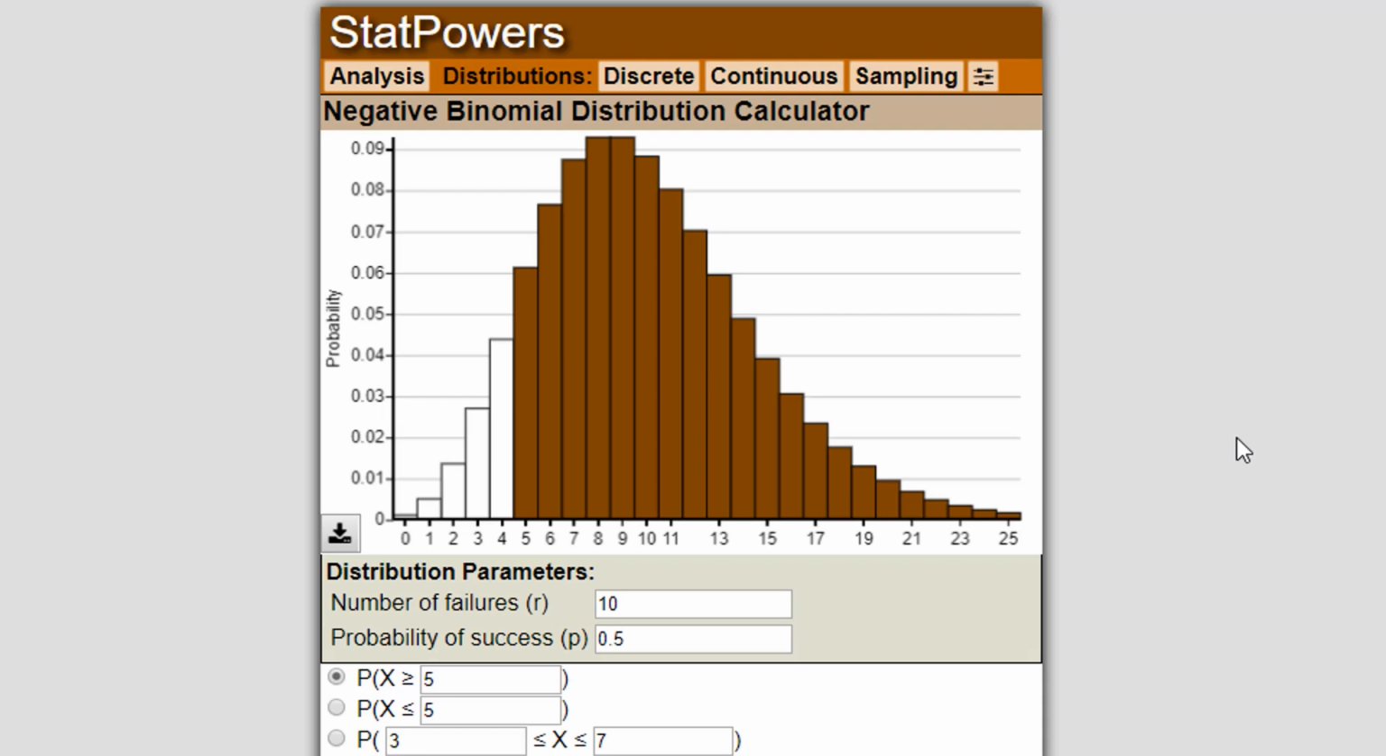That's what you do. Okay, well, that's everything that I wanted to show you as far as the discrete probability distribution calculator goes.